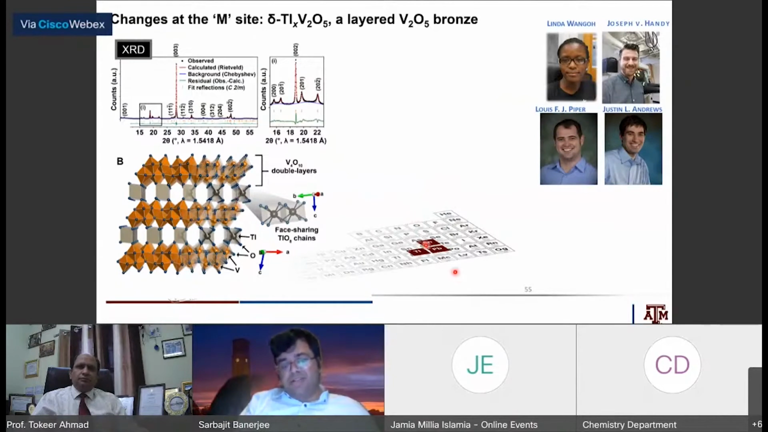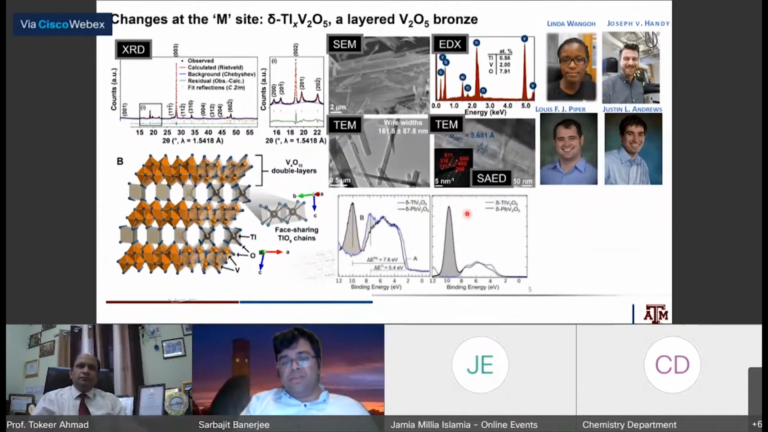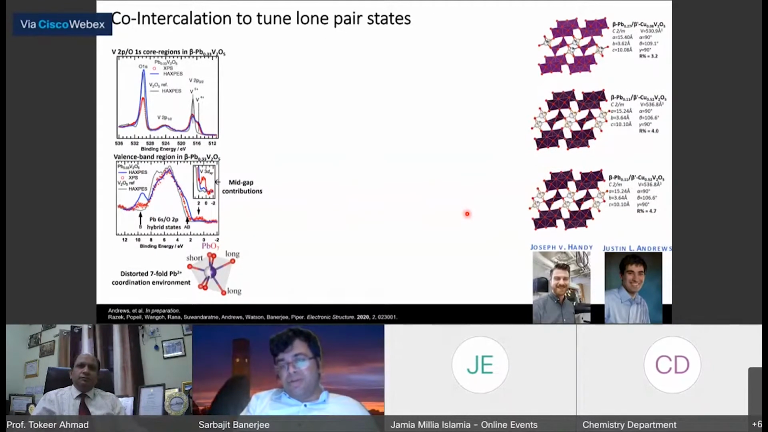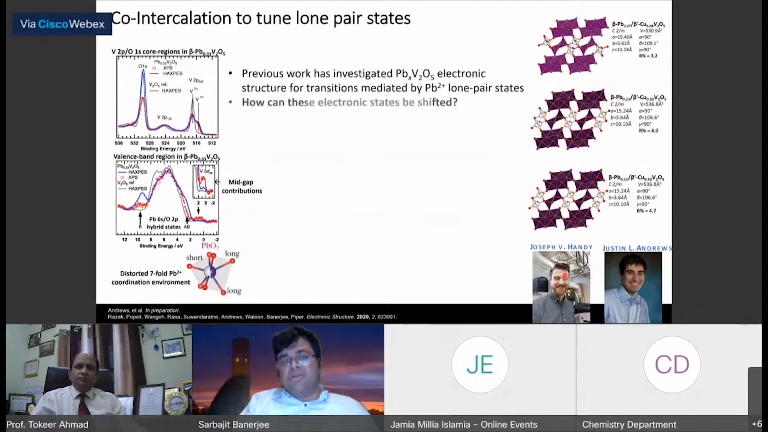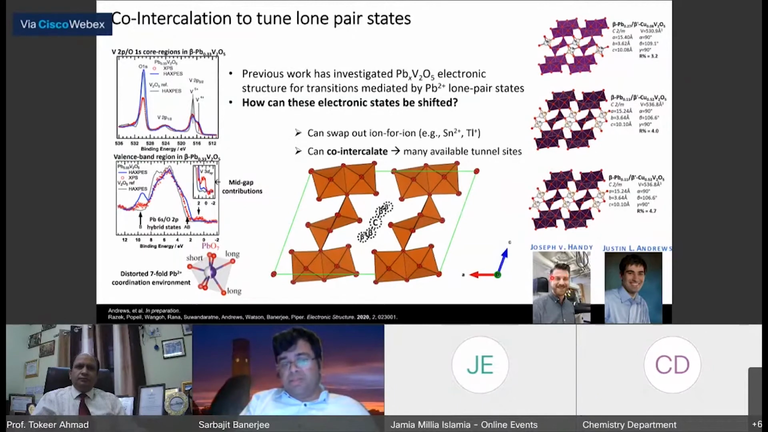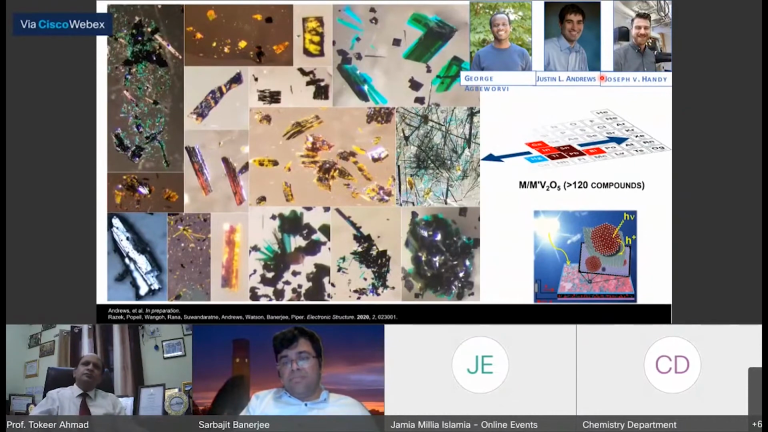Another example is thallium. I wouldn't recommend it. It's a little bit toxic, but just to demonstrate the proof of concept that you can tune the positioning of the mid-gap states again. And very recently, this is work by Joseph Handy and Justin Andrews again. You can tune it by changing lead for tin or thallium or bismuth, or another option is to co-intercalate. This is the beta lead or beta tin structure. Here are some new compounds we've made where we've got copper and lead in different ratios, sitting at different sites. This very rapidly gives us a whole range of compounds, over 120 new compounds that we already have in the system.